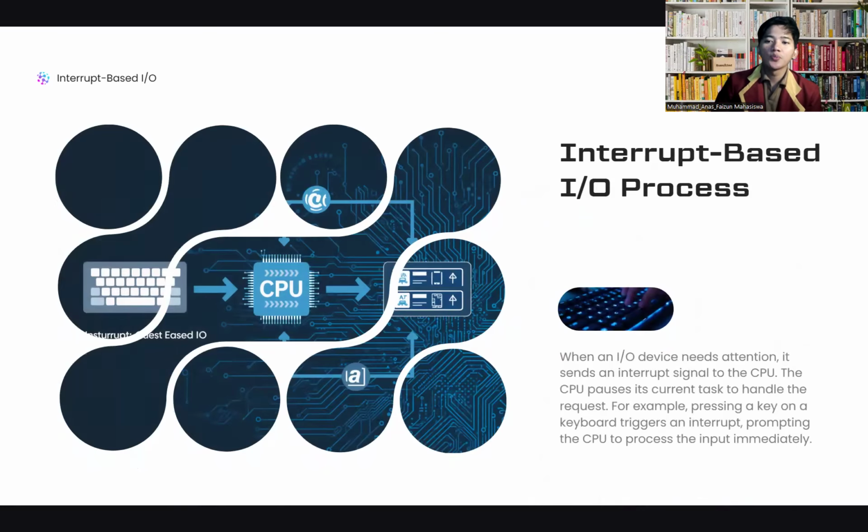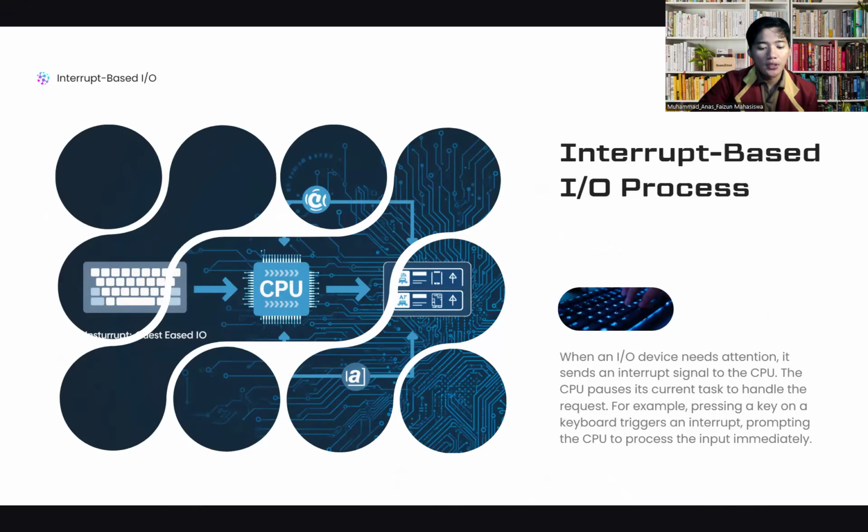Interrupt-based I/O process. In interrupt-based I/O, the external device, like a keyboard or printer, sends an interrupt signal to the CPU when it needs attention. The CPU, upon receiving the interrupt, temporarily stops its current task and handles the interrupt. After the task is handled, the CPU resumes its previous task.